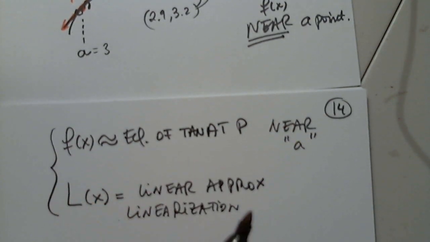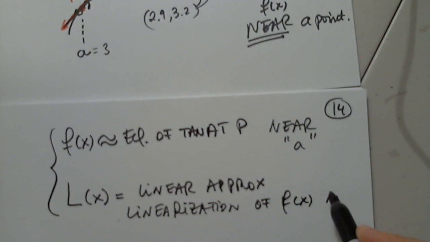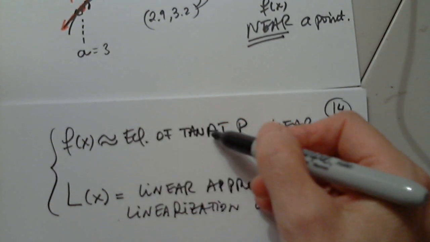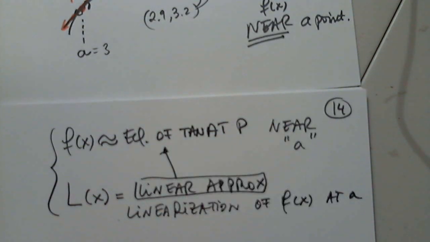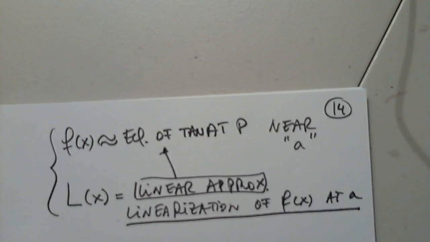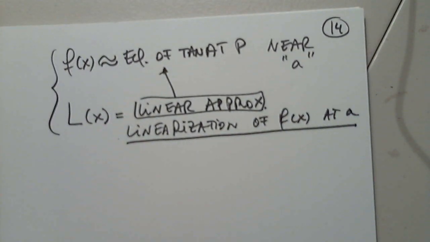But the uppercase letter is called the linearization of f of x at A, and this one is called the linear approximation. Okay? So f of x is approximately the equation of the tangent, and we call that the linear approximation. And L of x is called the linearization of f of x at A. They are the same. The formulas will be the same. They are identical. So let's determine those.